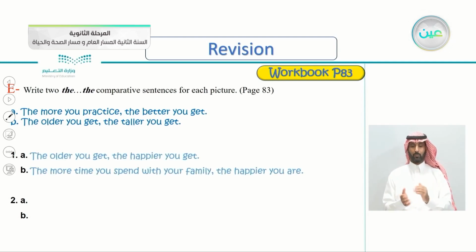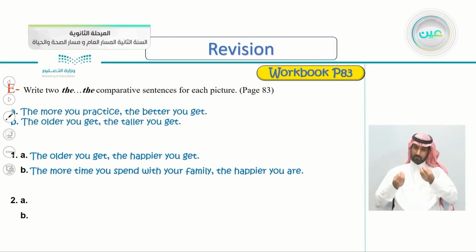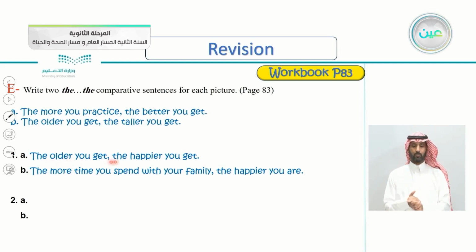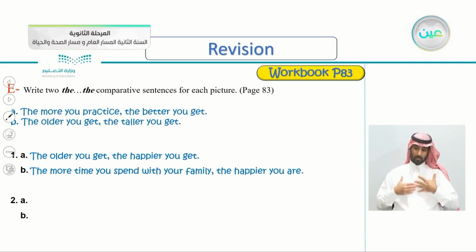So let's see the answer. The older you get, the happier you get. Very good. The more time you spend with your family, the happier you are. And always remember that this is the result here, and this is the cause. Why am I happy here? Because I'm spending time with my family.